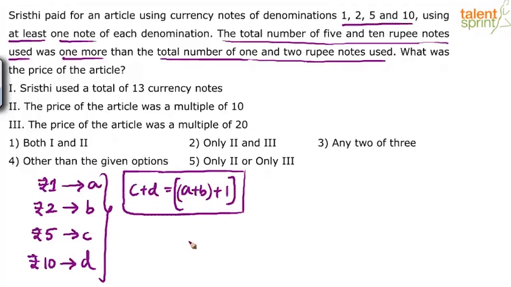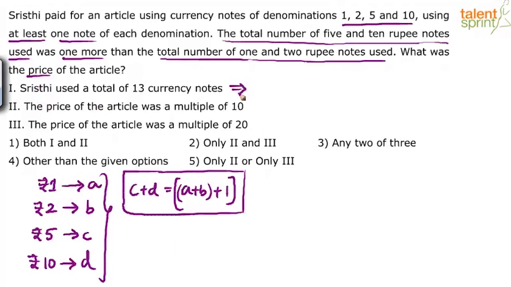Statement 1 says Srishti used a total of 13 currency notes. How does this statement help you get the answer? We are supposed to find the price of the article. Can you get the price of the article using statement 1 alone? No, not possible, because statement 1 is only talking about the total number of currency notes.